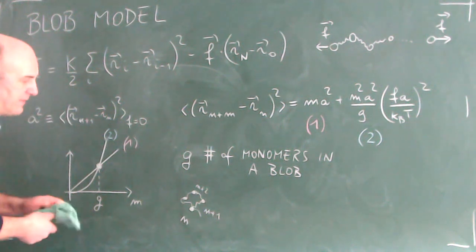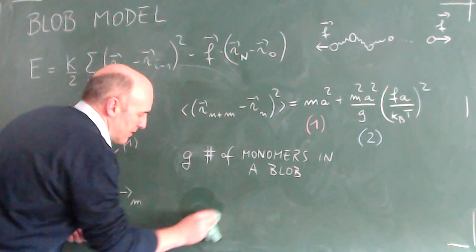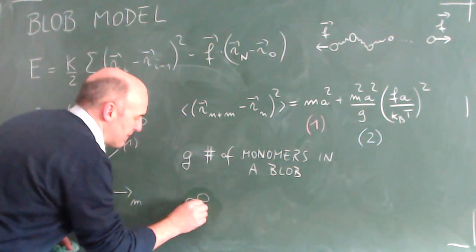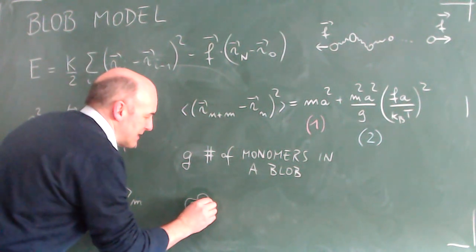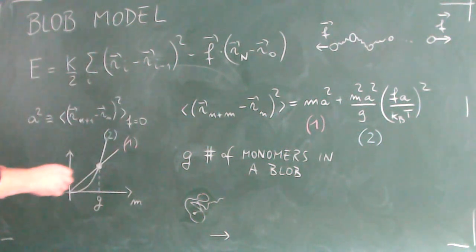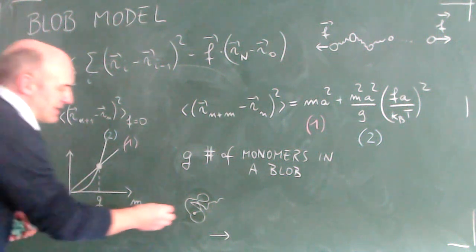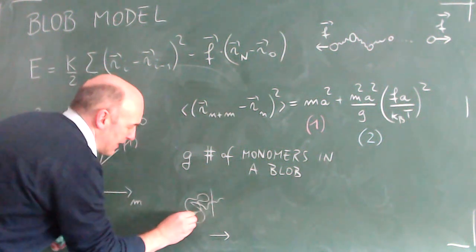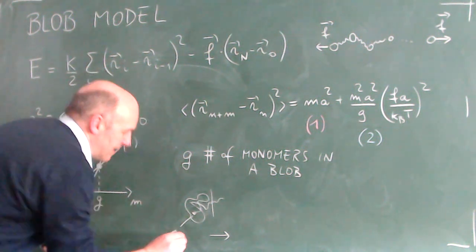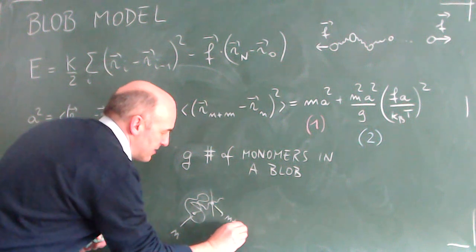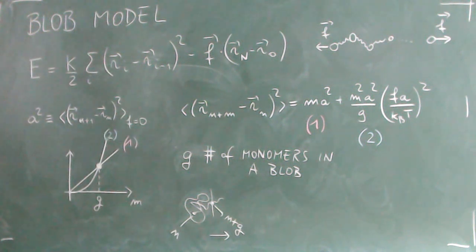So the picture, if I draw it now for the third time, is like this. I start from my monomer N, I have a distribution of monomers, but up to a certain distance I see the effect of the stretching, that the polymer is more stretched, not like an ideal random walk, but stretched in the direction of the force. This happens at the monomer N plus G. Beyond N plus G, I see that the structure of my polymer is a stretched one.